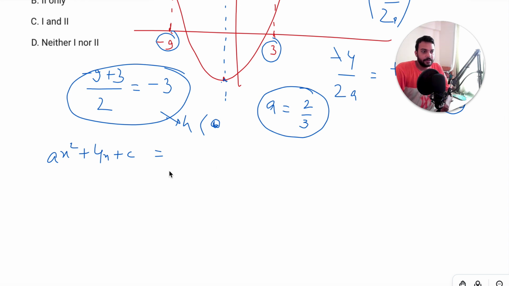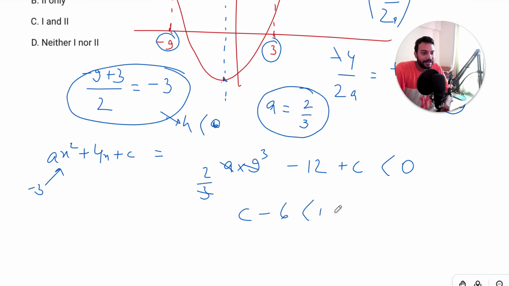Let's check that. So f of minus b by 2a. Minus b by 2a was negative 3. We'll put that here to get the y coordinate of the vertex. So this becomes a times 9 minus 12, because 4 times negative 3, plus c. And this is equal to k. We've been given k is less than 0. The y coordinate was given less than 0. A is 2 over 3. So if I put 2 over 3 here, this and this cancel. 2 times 3 is 6. 6 minus 12, that's negative 6. So c minus 6 less than 0, or c less than 6.